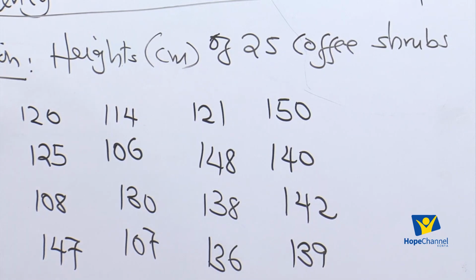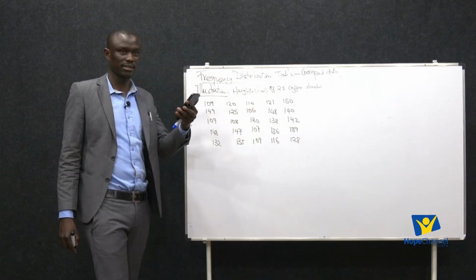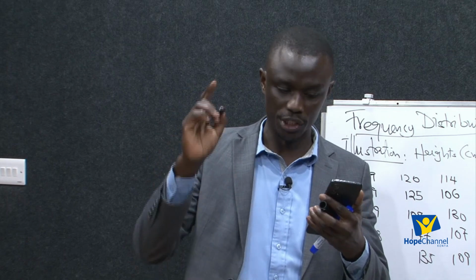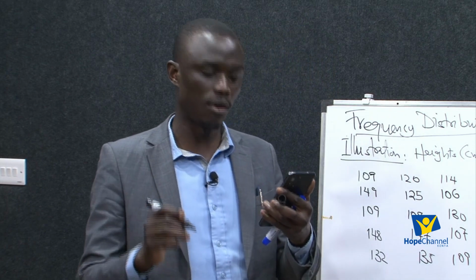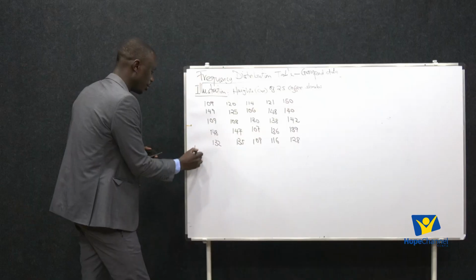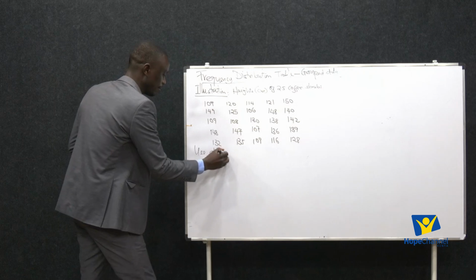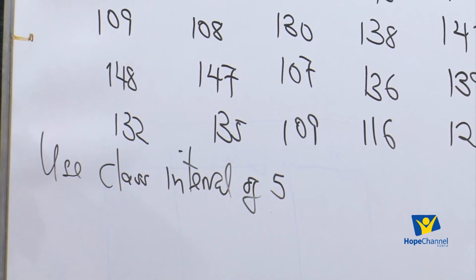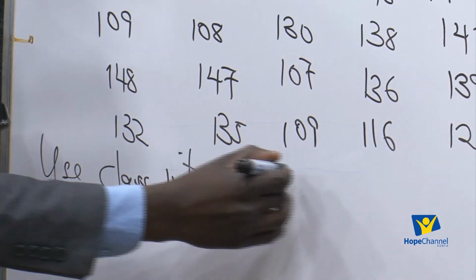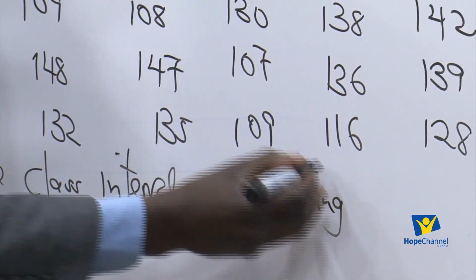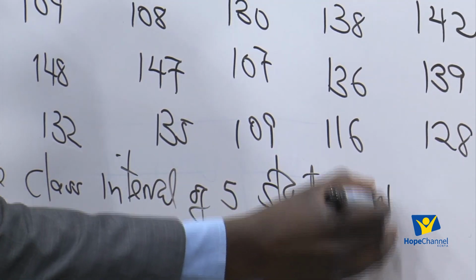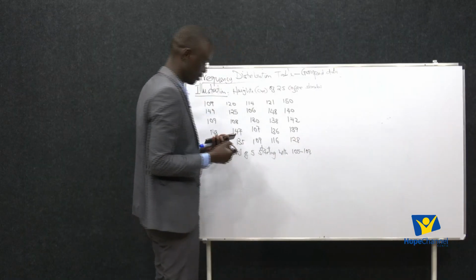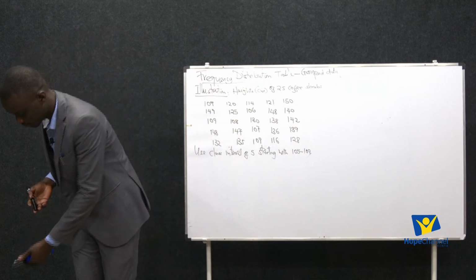What we are requested to do here is to illustrate this information on a frequency distribution table using a class interval of 5, starting with 105 to 109. Good, so let's embark on this.